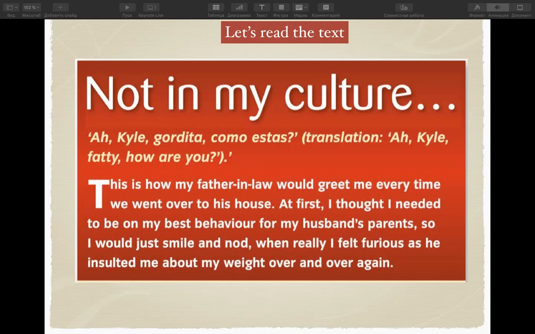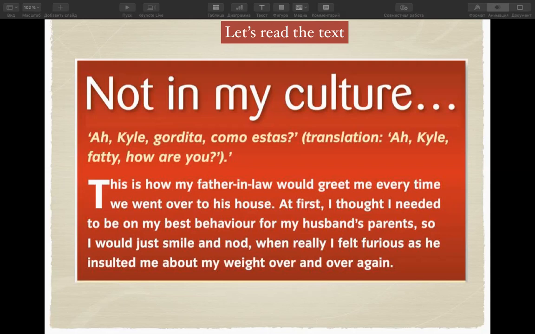At first, I thought I needed to be on my best behavior for my husband's parents. So I would just smile and nod, when really I felt furious, as he insulted me about my weight over and over again.